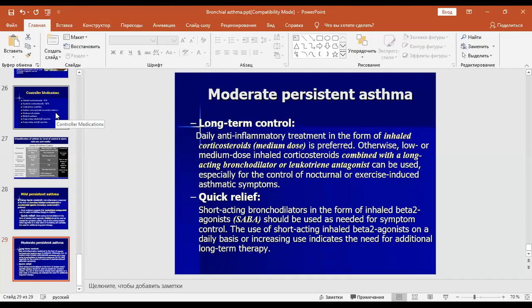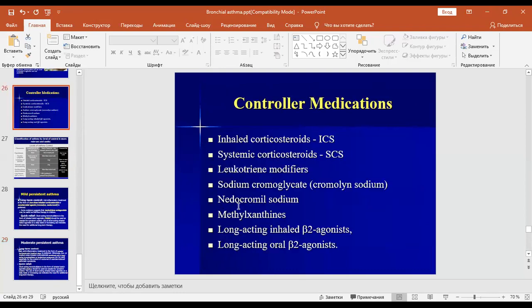So that was quick relief of asthma, and treatment of asthma is over. So today's lecture is over, I will finish this lecture. If some questions arise, you may write to my address.